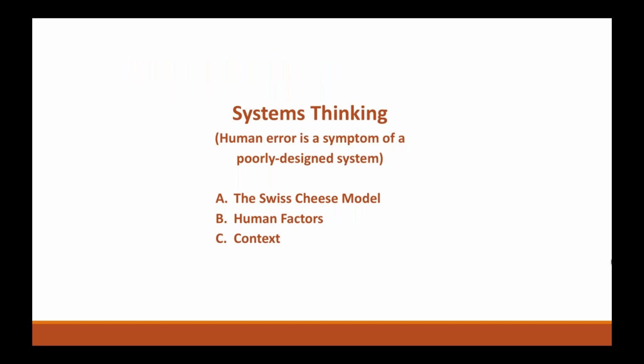Okay. The CPSI talk about systems thinking, and this is an important concept in incident investigation. This recognizes that human error is a symptom of a poorly designed system. So it has several components, 3 of which I'm outlining here. We have the Swiss cheese model, we've got human factors and context. I'll just go through each of these to explain them.